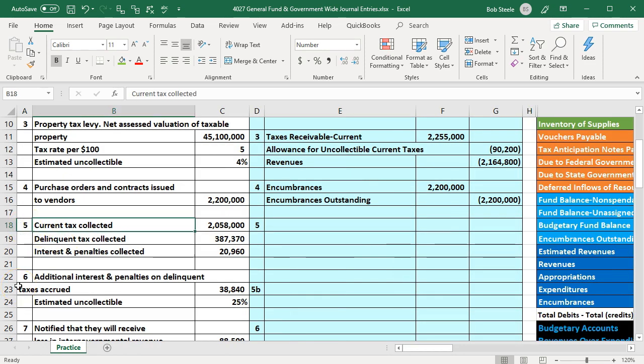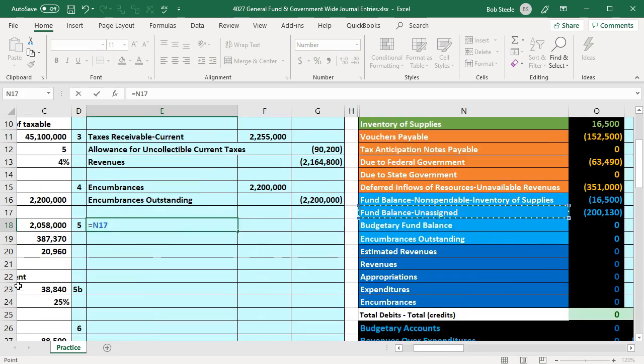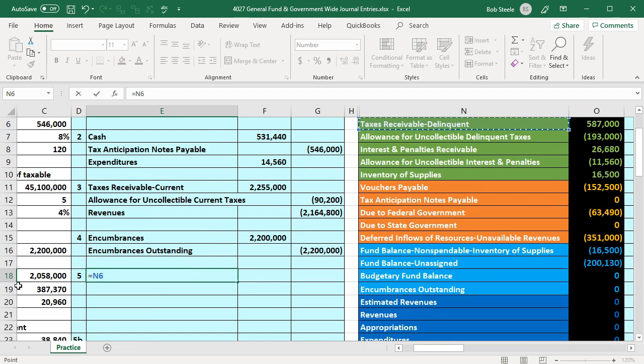Number 5 says we have current tax collected, delinquent taxes collected, and interest and penalties collected. So we got a lot of money. That's good stuff. It's all going to be cash. Cash is pretty straightforward, so we at least know what to do with that. We're going to say, well, cash is going to go up. That's going to be a debit to cash.